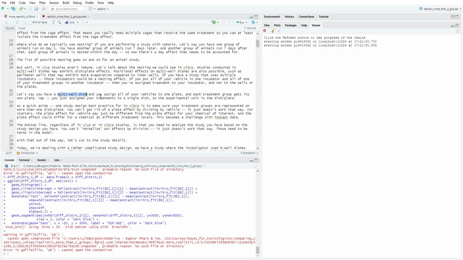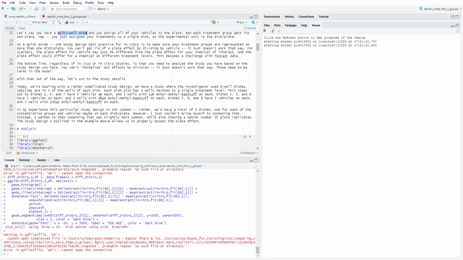But also in this study, we're going to have 3 replicates of every single treatment level, both on the dish and also on different dishes. So we're going to have on a single dish, 3 vehicles. It's a 6-well dish. We've got 3 vehicles. We've got 3 treated of a single treatment level, all on one dish.